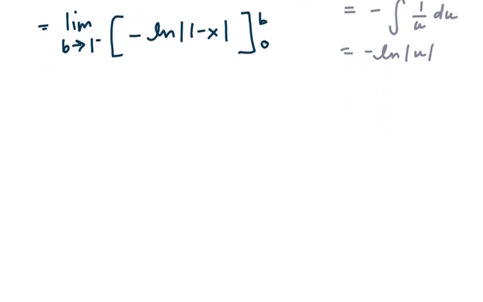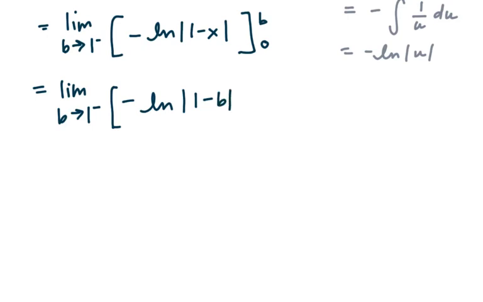So as we continue in this problem, I'm going to deal with evaluating my definite part of the integral, and then we'll do the limit as our last step. So the limit as b approaches 1 from the left of negative natural log of the absolute value of 1 minus b, minus negative natural log of the absolute value of 1 minus 0. So right here, I've got the natural log of 1. The natural log of 1 is 0, so minus a negative, that would be plus 0, but we just know that part is going to go to 0.